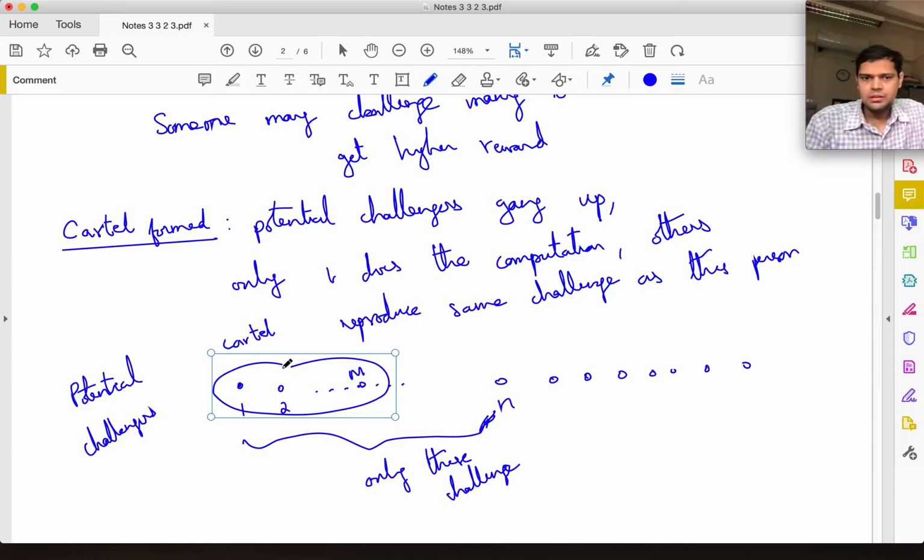Now these people have effectively become lazy challengers, right? They don't do the computation, only the first one does the computation, right? So they have an advantage over the others, because effectively they are getting the same reward as others, but without doing the computation. They are saving on computational effort, right? These people, of course, are honest, and because they don't do the computation, they don't get any reward.